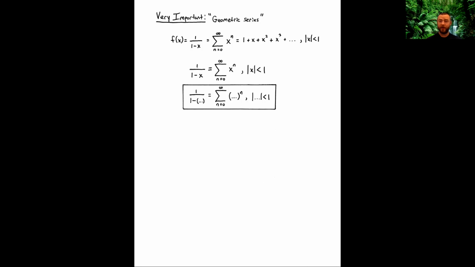So all we're going to be doing pretty much is algebraic manipulations to make our given function look like 1 over 1 minus something.